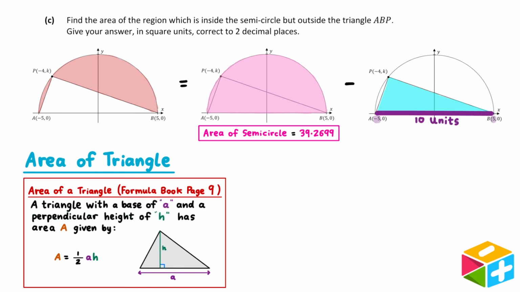In our triangle, the base runs flat straight along the x-axis, and it goes from an x value of -5 to an x value of +5. This is a distance of 10 units. So our base a is equal to 10.